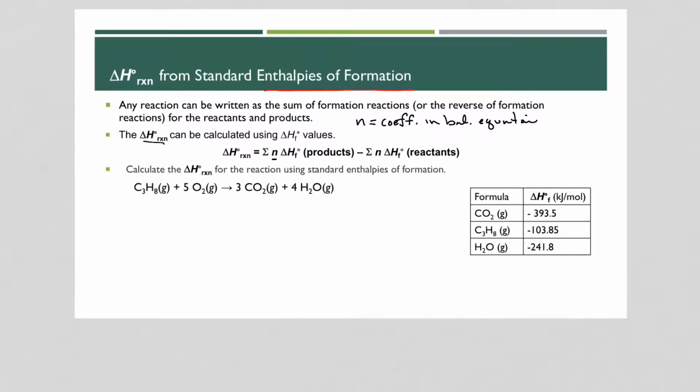So let's look at this reaction. Over here I've given you a partial list pulling from the table. These just come out of the tables. So when I write this, I'm going to do my products first. So it's going to be the sum: 3 times the delta H of formation for CO2 gas plus 4 times the delta H of formation for H2O gas. So this is the products part, minus 1 times the delta H of formation of C3H8 as a gas.